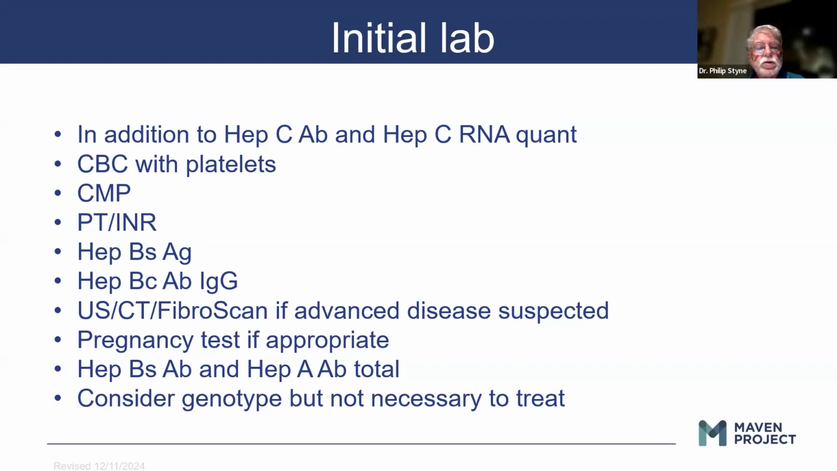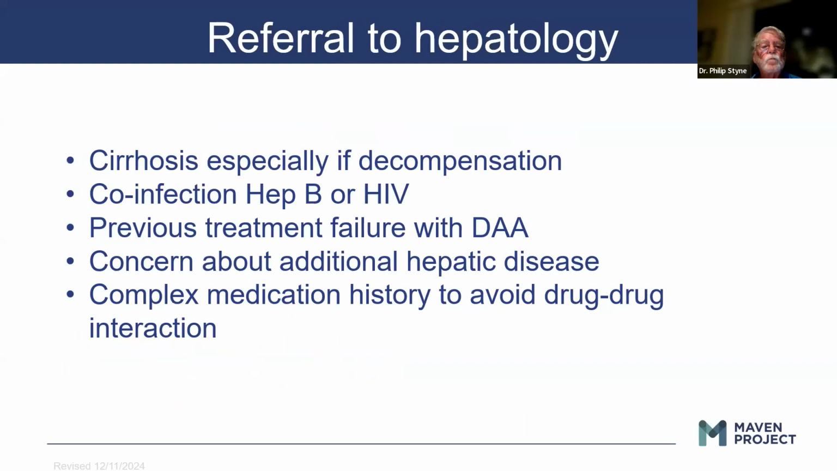The next line is not mandatory for treatment, but mandatory for care. Any patient that you see that has hepatitis C, you determine they don't have active B, you want to know if they're immune to B and if they're immune to A, because every patient that you see, no matter what their liver disease is, including fatty liver, should be immunized for B and A. And I have considered genotype, but not necessary to treat. Next slide.